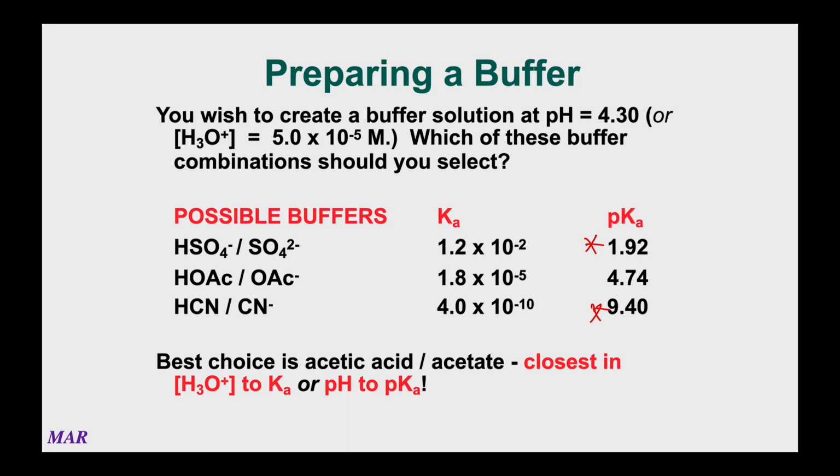Now, in our case, if we started with acetic acid and acetate, the initial pH would be about 4.74 if the ratio of base to acid was 1:1. We want 4.30. We want it more acidic, so we would want to add more of the weak acid, acetic acid, relative to acetate. That would make our 4.74 number get closer to 4.3.